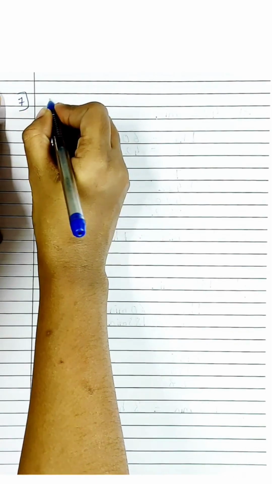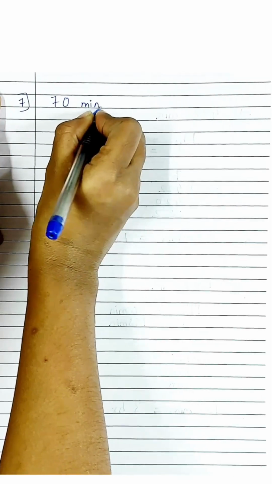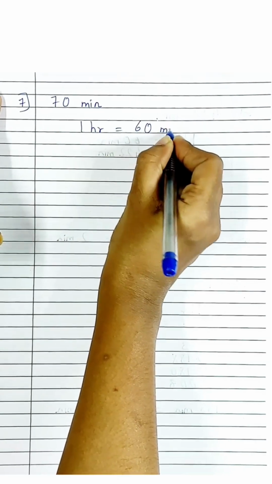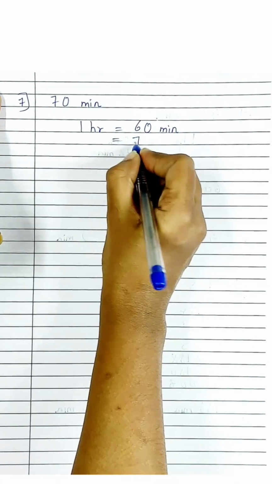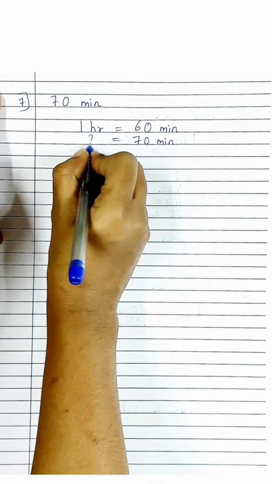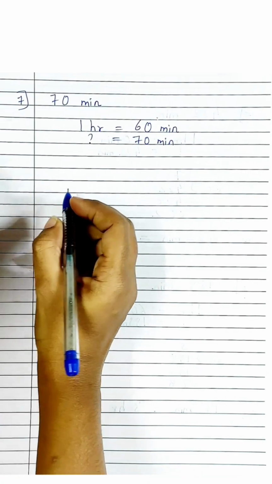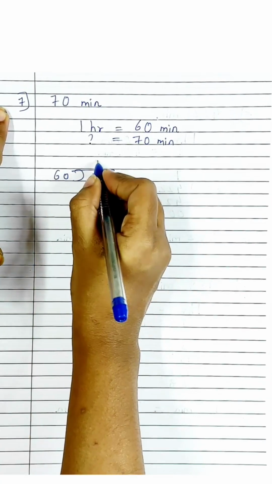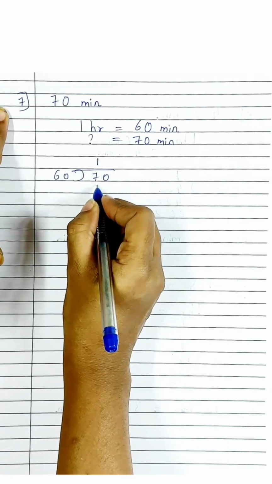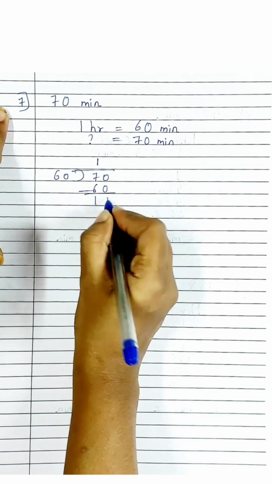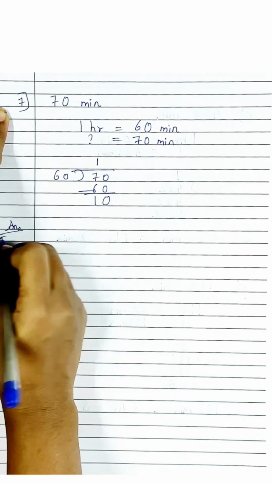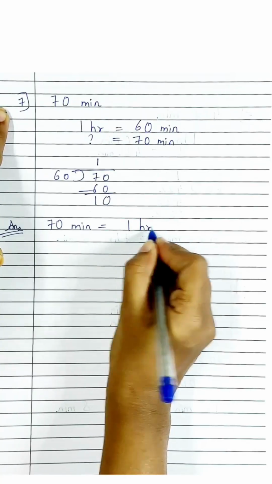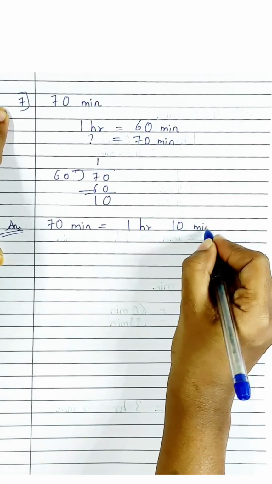Seventh one. For example, 70 minutes. So again, 1 hour includes 60 minutes. Therefore, 70 minutes include how many hours? Yes, divide by 60. So 60 ones are 60. So the remainder is 10. So how will you write your answer? In 70 minutes, there are 1 hour 10 minutes.